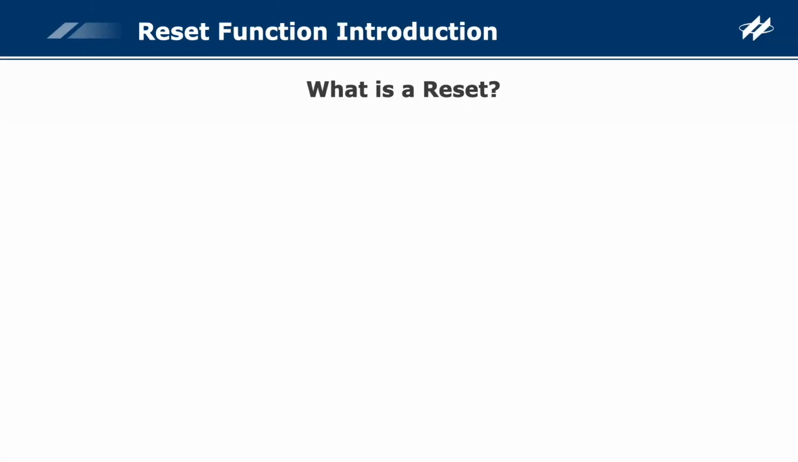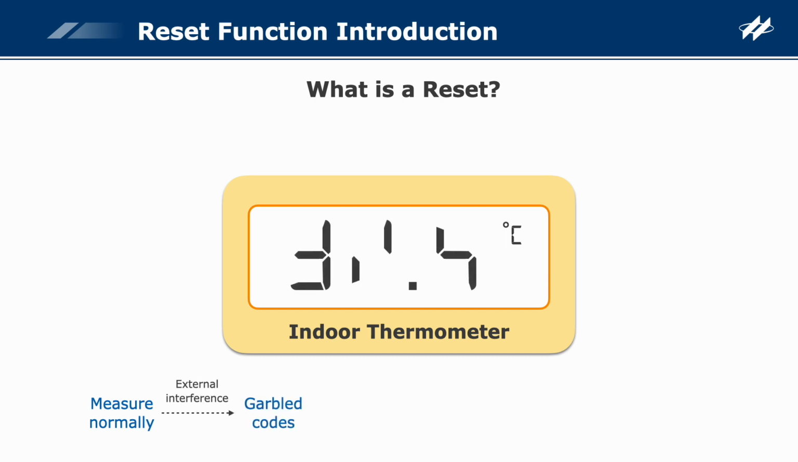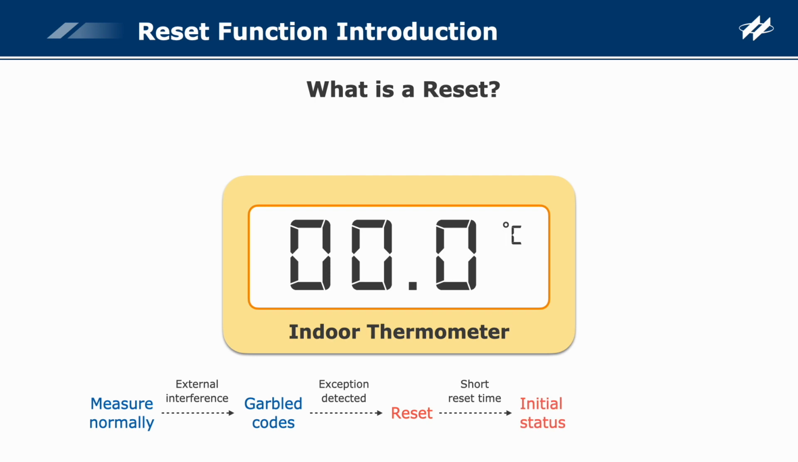What is a reset? For example, this is an indoor thermometer. The thermometer starts to measure normally and shows that the temperature is now 26.3 degrees. At this time, the thermometer is subject to some external interference, such as radiation, static interference, etc., resulting in the MCU not being able to operate properly, and the screen displays garbled codes. If an exception is detected, the system is reset. The thermometer restores to its initial status after a short reset period. Then it continues to operate normally.